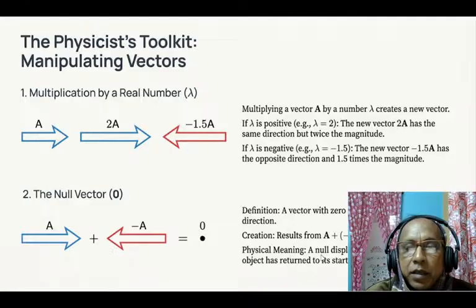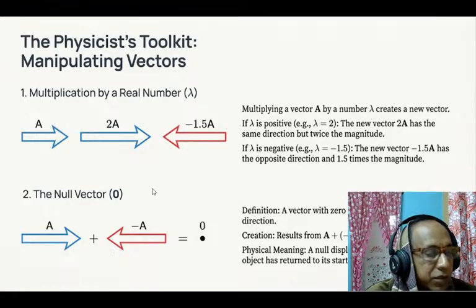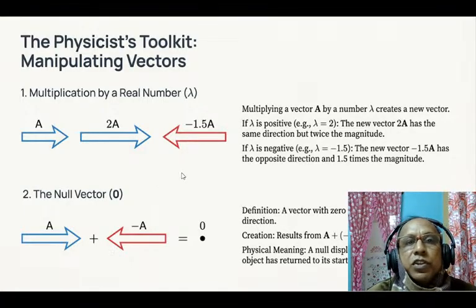Physical meaning: a null displacement vector means an object has returned to its starting point. That is a zero vector. A vector plus the same vector with a minus sign gives a zero vector, and it has unspecified direction. A vector with zero magnitude and an unspecified direction is known as a null vector or zero vector.